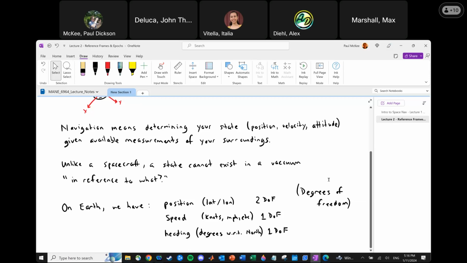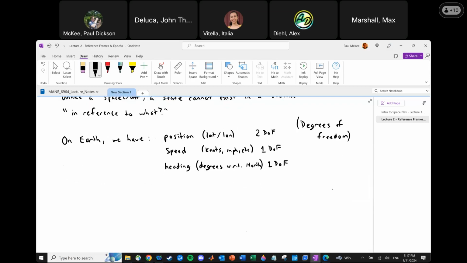In space, it's different, and this might be obvious, but we have to talk about it. In space, we have position, which would be X, Y, and Z with respect to something. So immediately we have a 3 degree of freedom position problem. You also have velocity. Notice speed is a scalar, velocity is a vector.